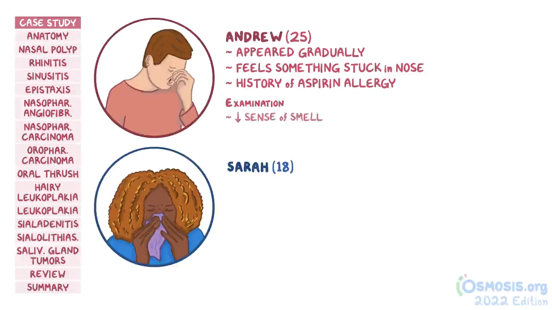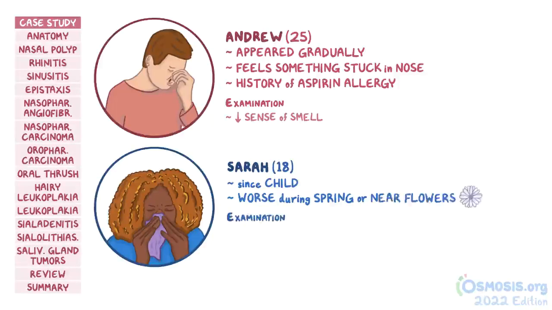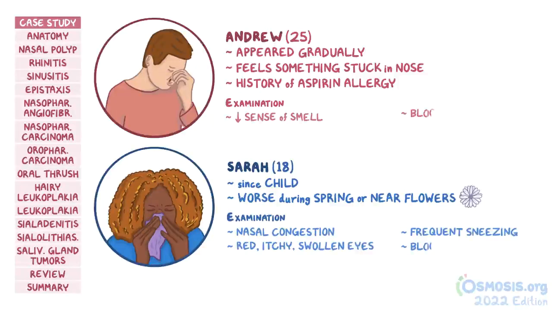Sarah, on the other hand, has noted these problems ever since childhood. Sarah also mentioned that the symptoms get worse during the spring or in proximity to flowers. On examination, presentation is nasal congestion and red, itchy, swollen eyes with frequent bouts of sneezing. Blood tests were normal in both individuals. Now, from what we can gather, both have some type of nasal, oral, or pharyngeal disease.